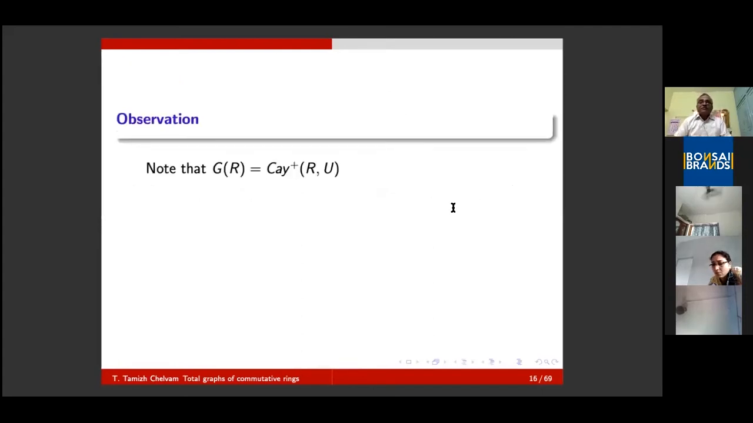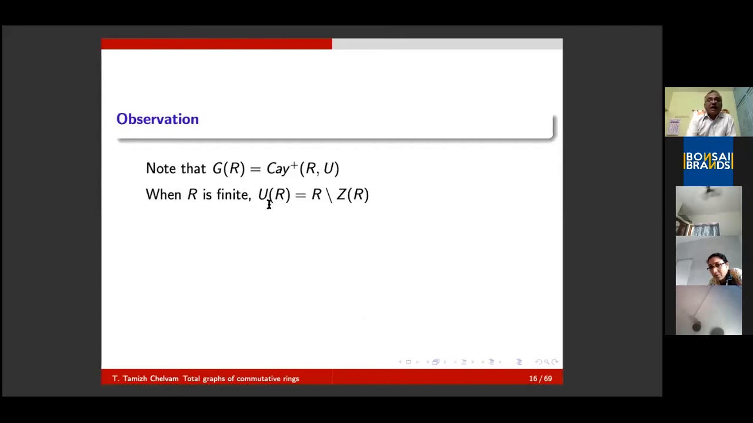Just now I was saying that this unit graph is nothing but Cayley's sum graph of R with respect to units. When R is finite, U of R is nothing but R minus Z of R. Therefore, these three graphs, Cayley's sum graph, unit graph, and the complement of the total graph, are one and the same when R is a finite commutative ring. So this itself is an indicator of how this behavior will be when R is infinite. That is a curious question.